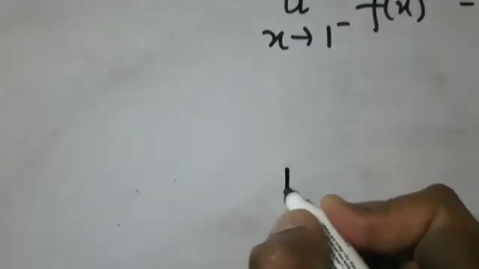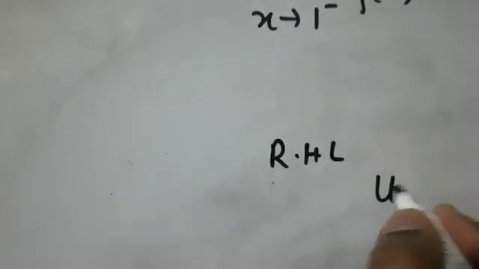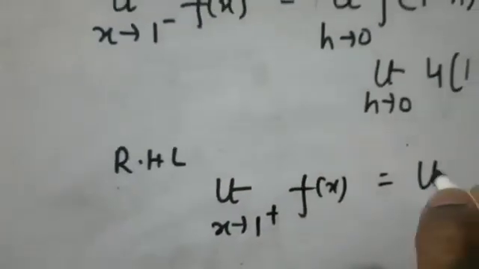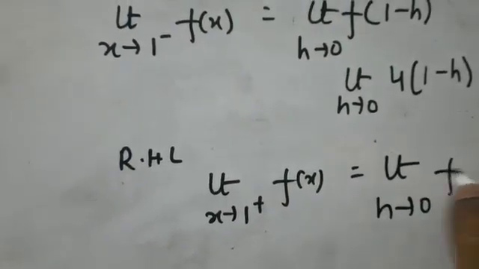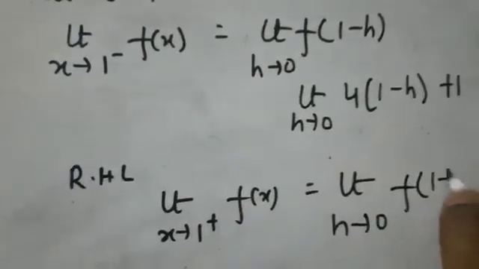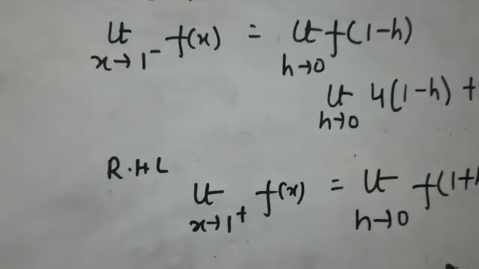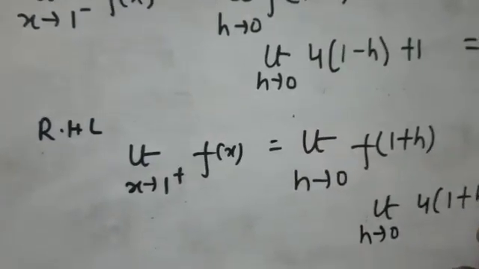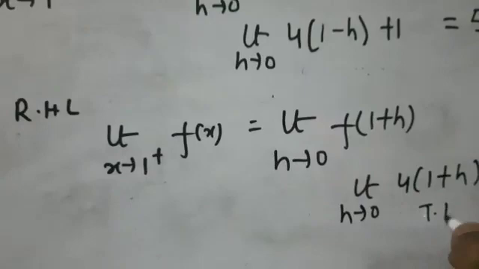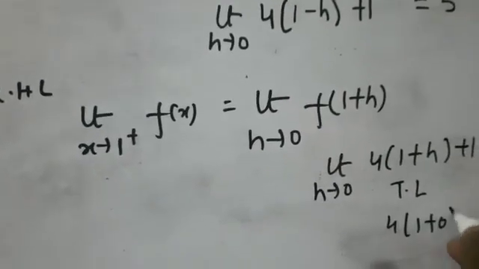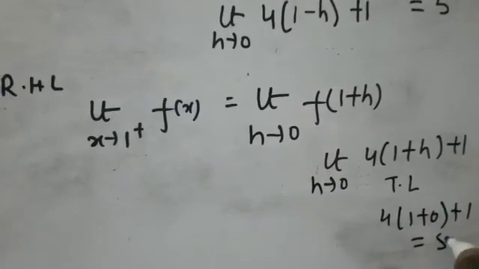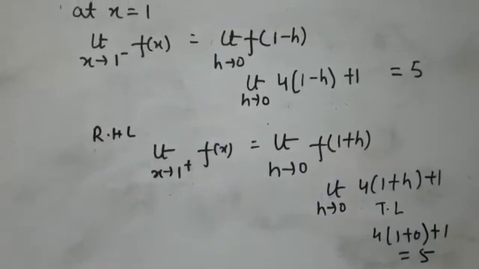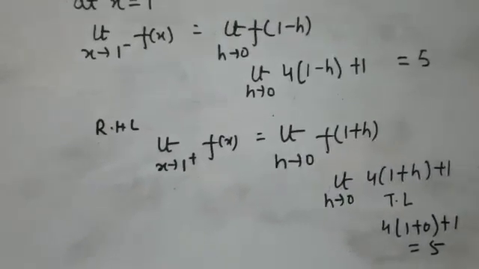And for the right hand limit we have limit x tends to 1 plus f(x) is equal to limit h tends to 0 of f(1 plus h). Our function is the same. So limit h tends to 0 of 4 times 1 plus h, plus 1. On taking the limit we get 4 times 1 plus 0, plus 1. This gives you 5. From this, we conclude that our function is continuous at x equal to 1.